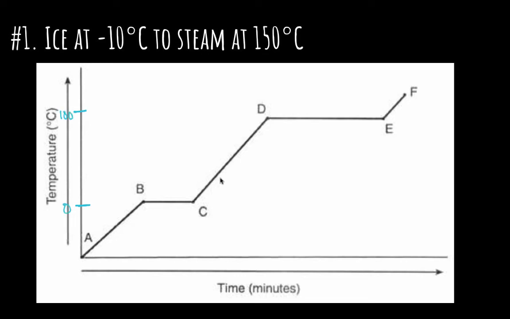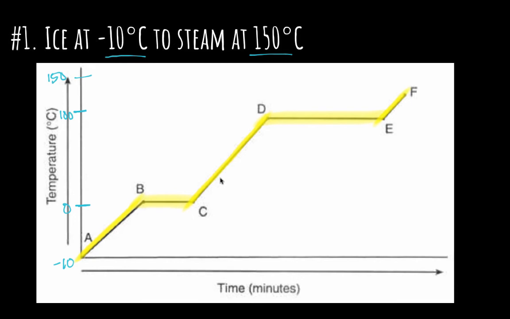Okay, so then you can put everything else on the graph relative to that. So -10 means I'm going to be somewhere down here below 0. 150 means I'm going to end above 100. So for this first one, I'm going to need all the parts of the graph.